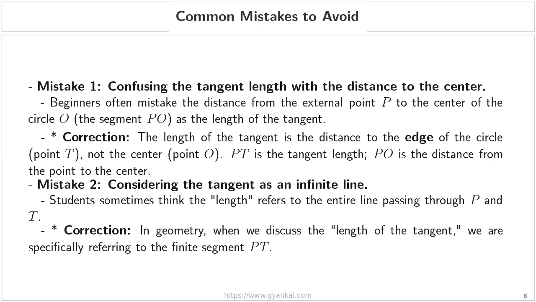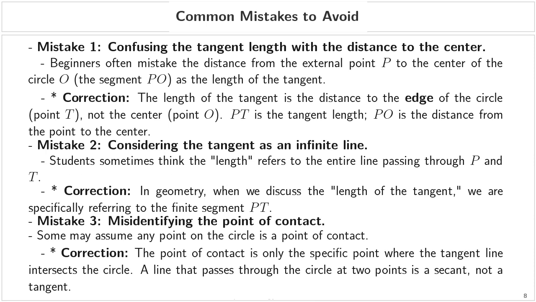Second, mistake number 2, considering the tangent as an infinite line. It is easy to forget that a line, by definition, goes on forever. Some students might think the length refers to the entire infinite line passing through points P and T. However, in geometry, when we use the term length of the tangent, we are specifically referring to the finite measurable segment, PT.